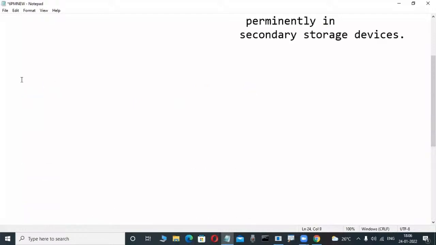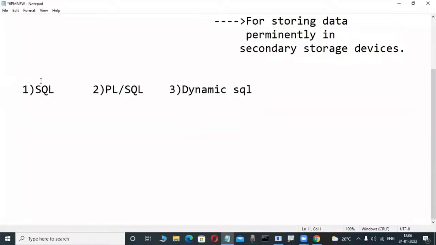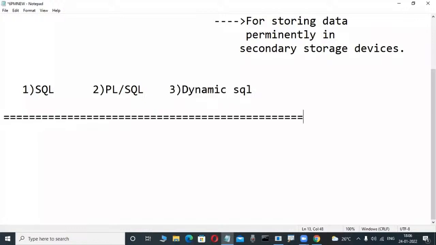But unfortunately, to operate the Oracle database product, we use 3 languages. One is SQL, another one is PL/SQL, another one is dynamic SQL. Up to this one, we learned in previous classes.